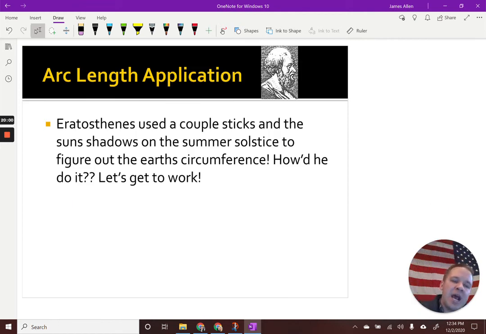All right, it's time for some arc length application. So that's Eratosthenes. All right. Man, they had some cool names back then. Now, here's the thing.